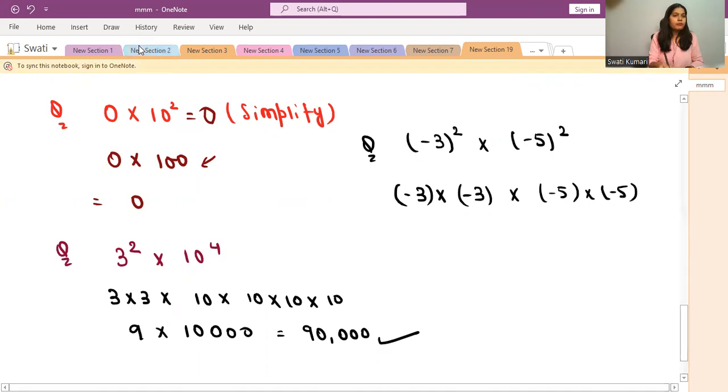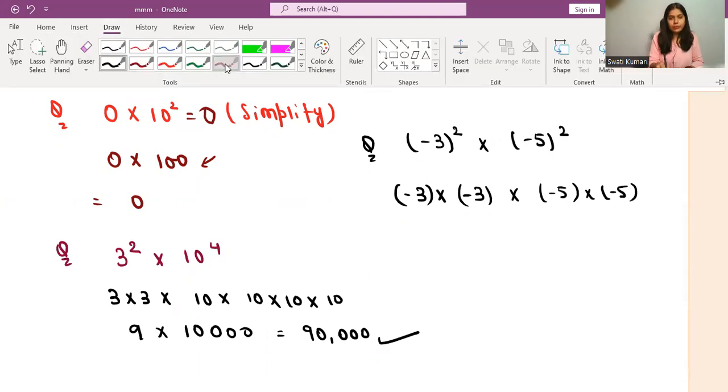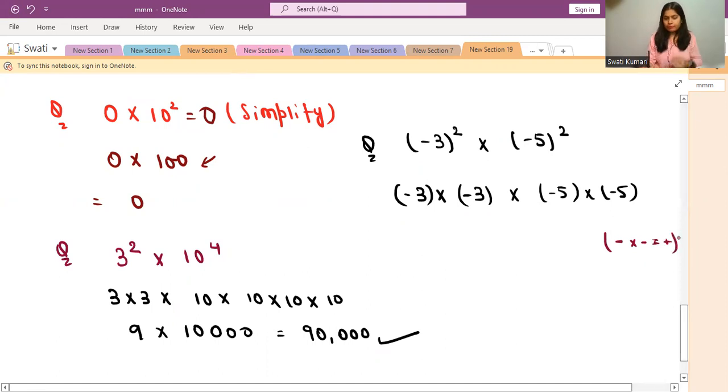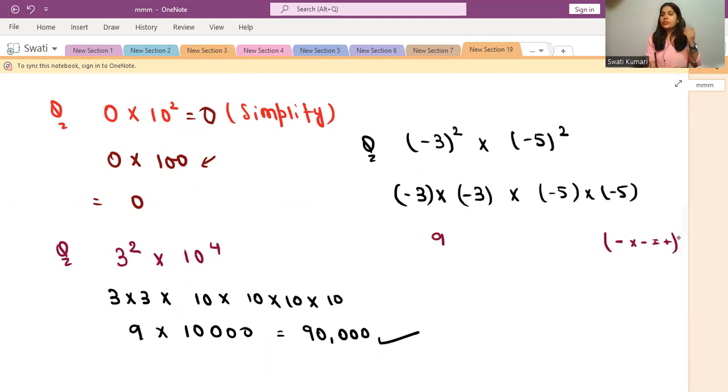Now let me tell you for your information, if you are not aware of this, that minus into minus is plus. Okay. So minus into minus will always give you plus, right? So using this property, minus 3 into minus 3 will become 9 because 3 into 3 is 9 and minus into minus is plus. Into here 5 into 5 is 25, minus into minus is plus. So we are getting 9 into 25. Now we can do the calculation. So 9 into 5, 45, 5 carry 4, 9 into 2, 18 plus 4, 22. So the answer is 225.